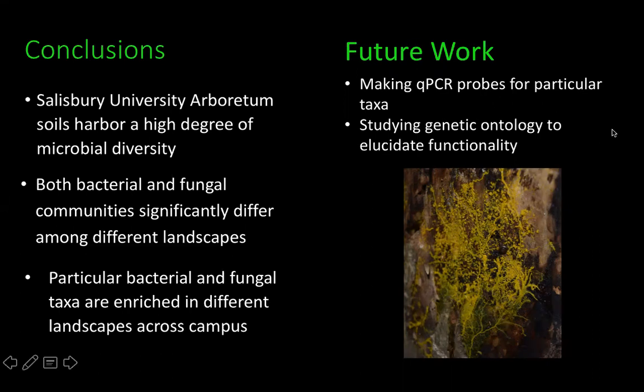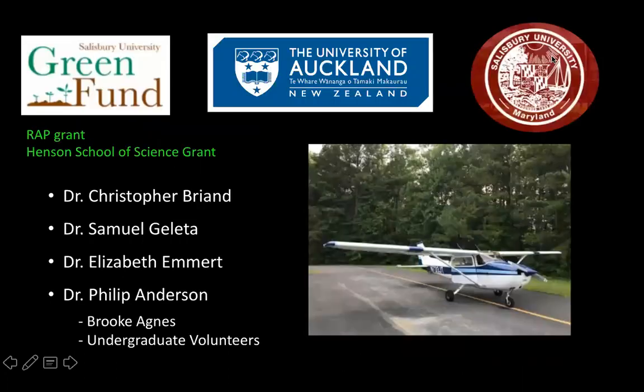And also, we want to study the genetic ontology to elucidate functionality. So just because a particular microbe is in the soil, it doesn't really tell us the complete story of what it's doing. So we want to use different levels of omics, so metabolomics, proteomics, to actually elucidate how these are functioning in these soils and maybe impacting the overall function of the soil itself.